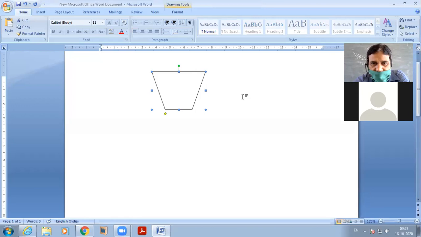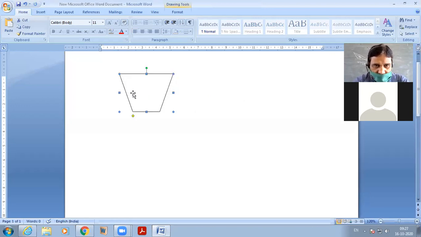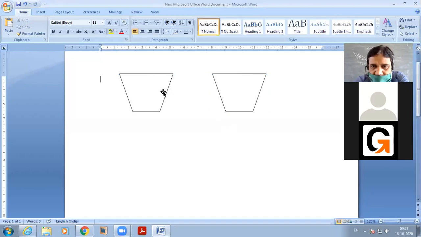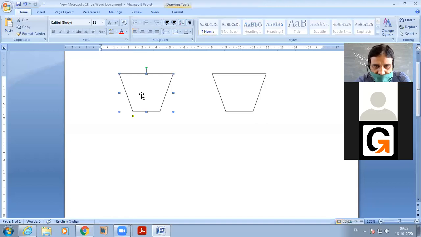Okay. Now, see, I have copied this trapezium once more. So these two trapeziums are congruent, because I have copied the same image. Now you see this one. Another copy I will make.